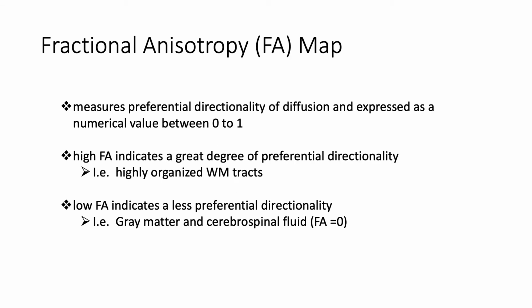The second map, the fractional anisotropy FA map, is used to measure the preferential directionality of diffusion and is expressed as a numerical value between 0 and 1. A high FA indicates a great degree of preferential directionality, i.e. the highly organized white matter tracts of the brain. Conversely, a low FA indicates a less preferential directionality, i.e. the gray matter of the brain or the cerebral fluid regions of the brain, which have an FA value of 0.